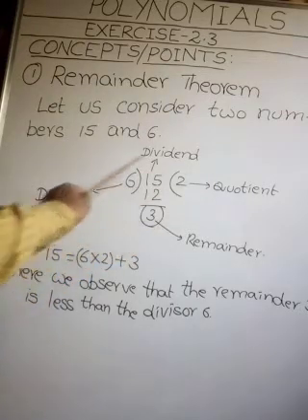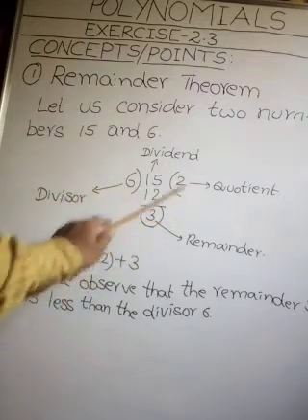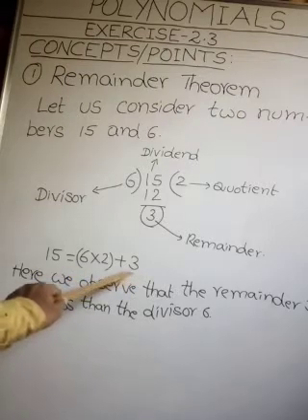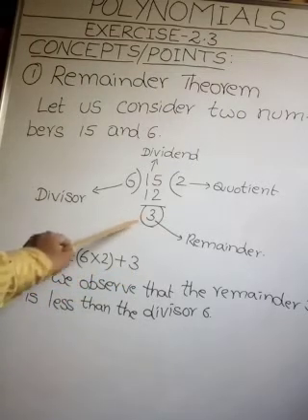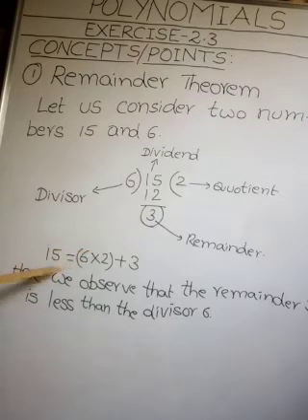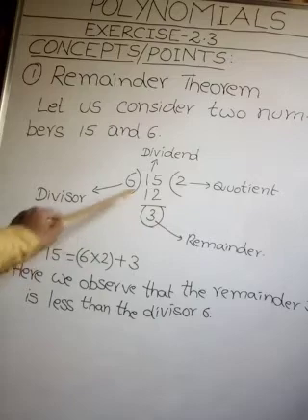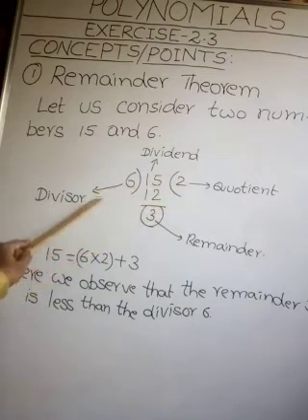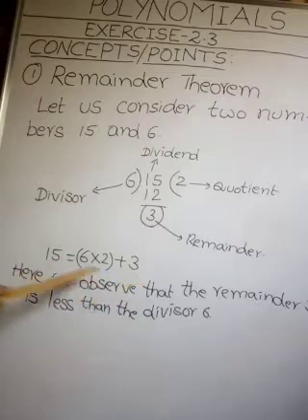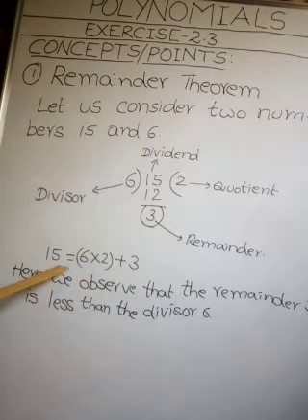Now we write this true statement in the form of an equation. We can write this result as 15 is equal to 6 into 2 plus 3, that is, divisor into quotient plus remainder. Isn't it, my dear children?